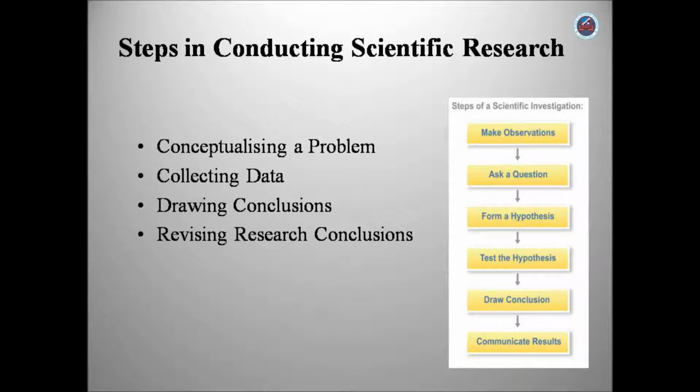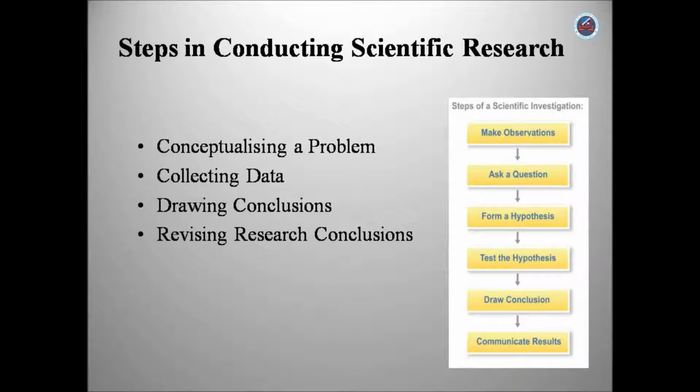Then the other one is systematic and testable manner, which means it involves certain steps and procedures to follow while doing our research. And these steps and procedures are conceptualizing a problem, collection of data, drawing conclusions, and revising research conclusions.